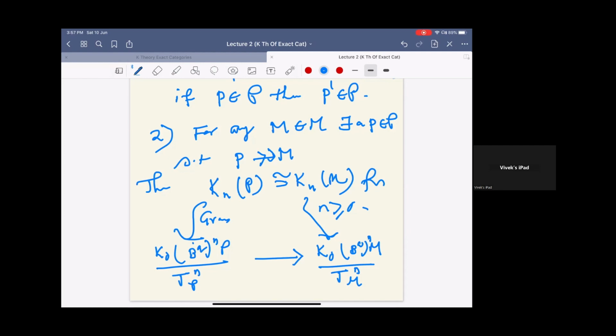Okay. So what do I have to check? I want to prove this isomorphism, right? So basically I want to check whether the hypotheses of the theorem still carry forward to the binary complex level or not. So what is the sketch of the proof? If you want to go to a higher K_n level, it's enough to prove these maps are actually isomorphisms. Okay, so the sketch of the proof.